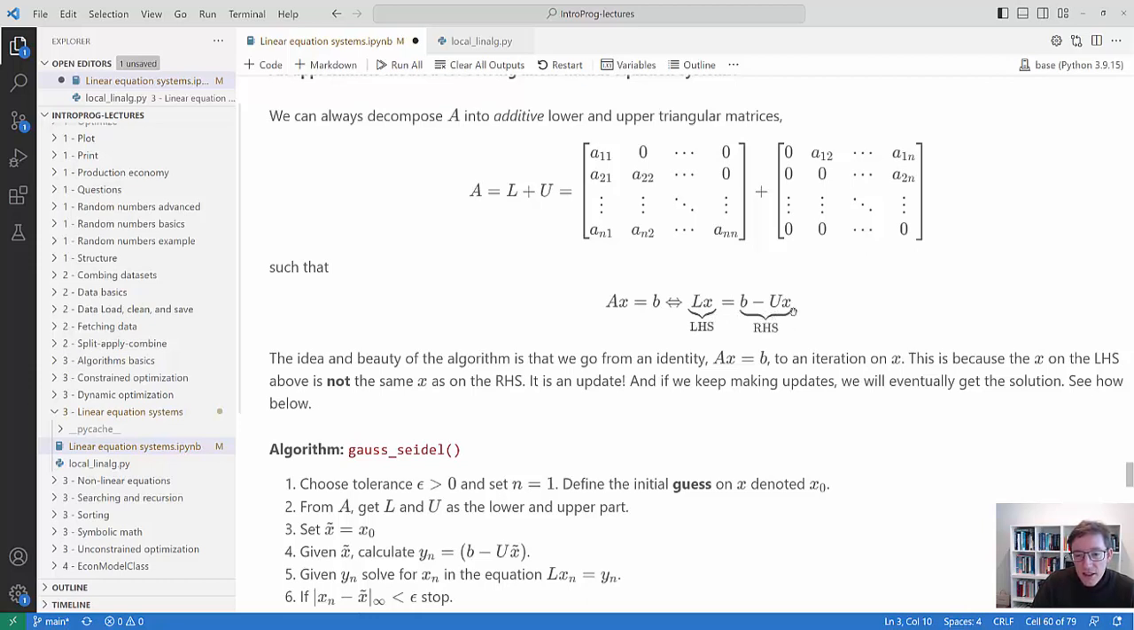So now the idea is that instead of solving this equation system directly, we want to do this as an update step. We put in an x on the right hand side and we calculate what the x on the left hand side must be. And then we can put the left hand side x into the right hand side, and then we can continue doing that until we get convergence.